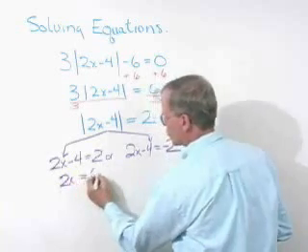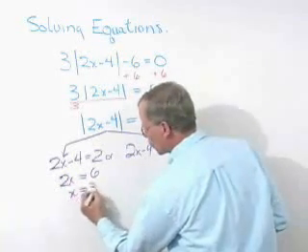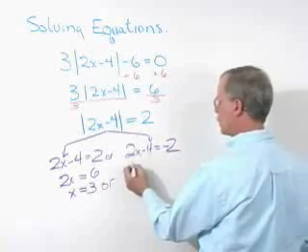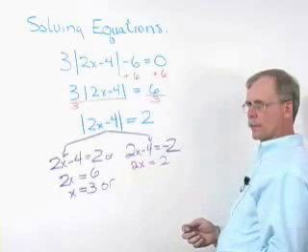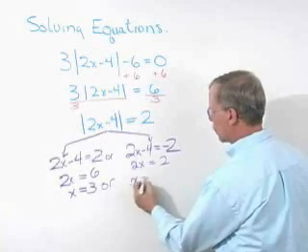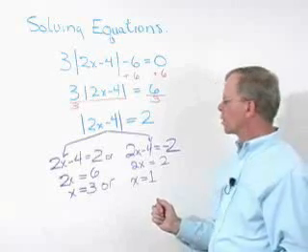2x equals 6. Divide both sides by 2. X equals 3. Or, over here, I would say add 4 to both sides and get 2x equals positive 2. And divide both sides by 2 and get x equals 1. There are, in fact, 2 answers to this equation.